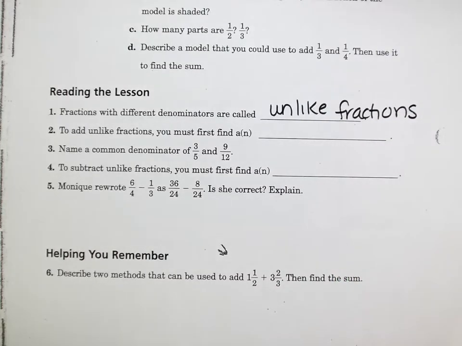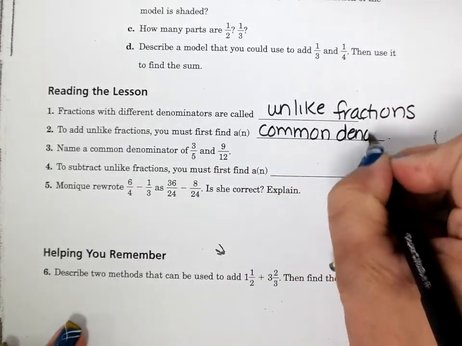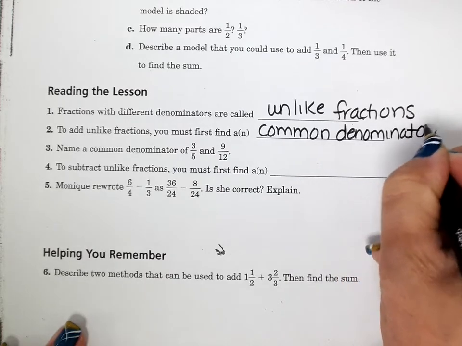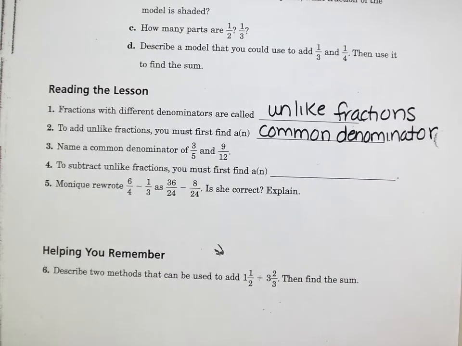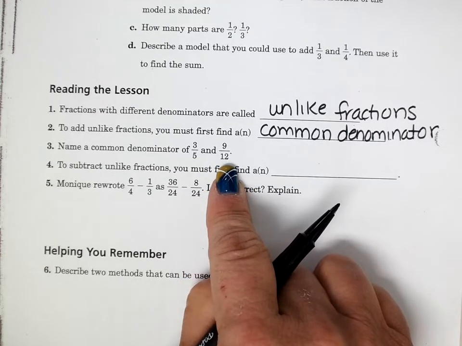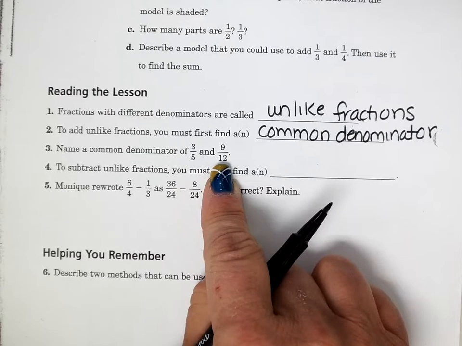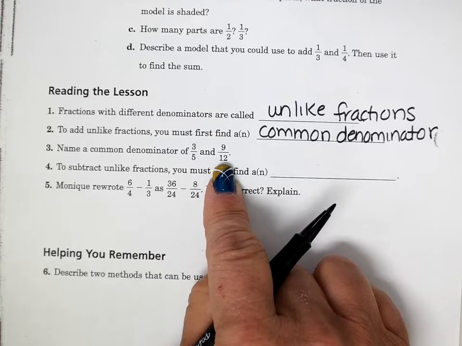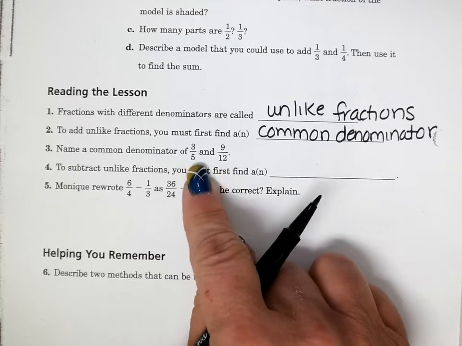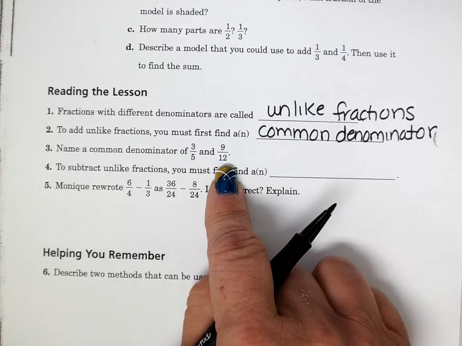To add unlike fractions, you have to first find a common denominator. That should be a review. So a common denominator for 5 and 12, remember we just did the least common multiple, so you could count by 12s. Another way people find common denominators is just to multiply the two bottom numbers together. I don't really care which one you do, if you find the least common, or if sometimes multiplying them is the least common, or if you just multiply the two bottoms together. The problem is if you don't find the least common denominator, you're going to have a larger fraction that you have to reduce. But if you're okay with that, that's fine.